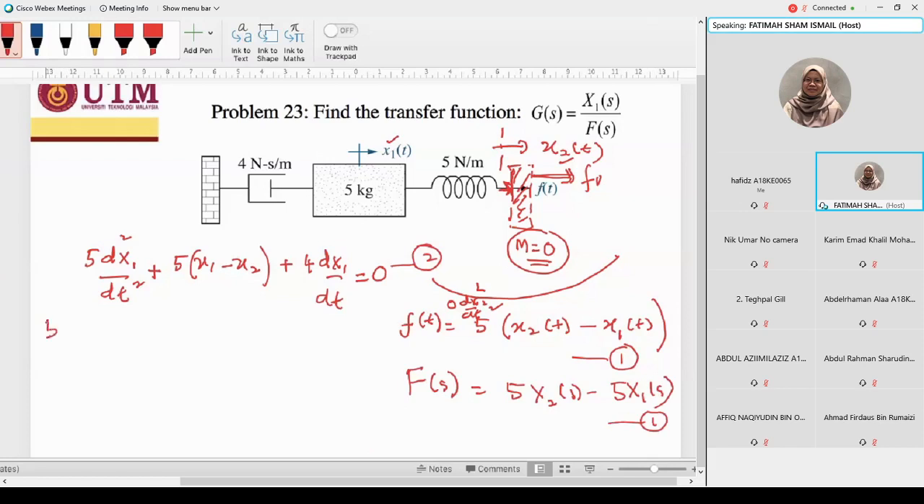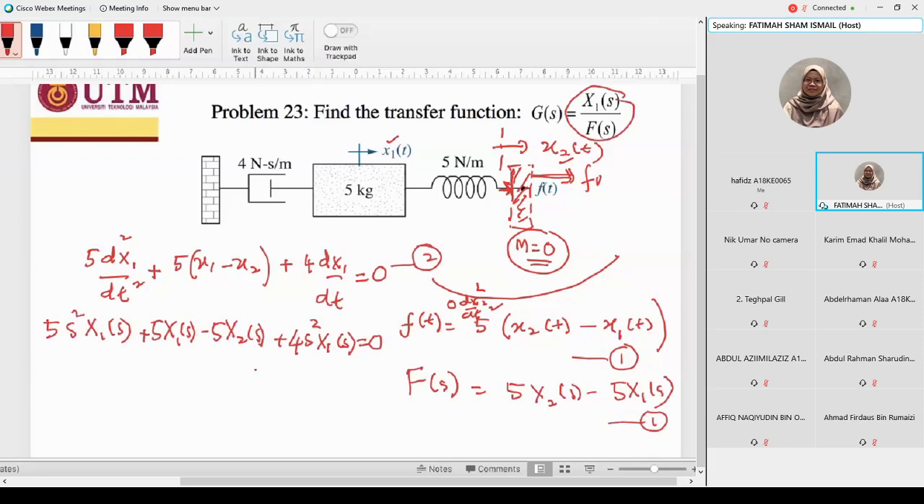And this one, if you Laplace, you can get 5 s squared x1(s). So every time you do the practice, you remember how to get the Laplace transform for second order or first order derivative. Plus 5x1(s) minus 5x2(s), because our reference is x1, so x1 minus x2, plus 4s x1(s) equal to 0. So your question is to get the x1 over F(s).